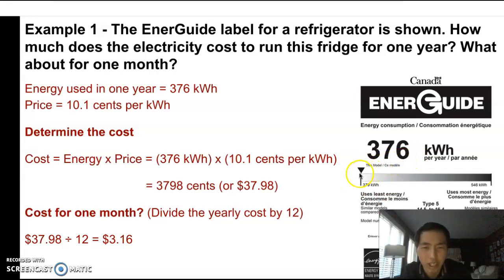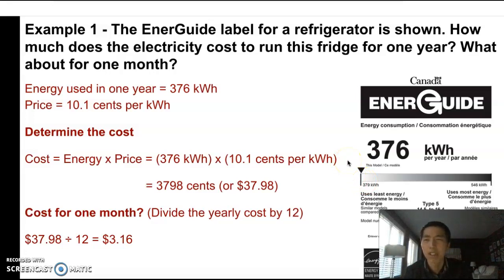This fridge, as you can see by the EnerGuide label, is among the lower end of electricity usage. That means other similar fridges probably are going to cost more, but this one's on the lower end according to the EnerGuide label.